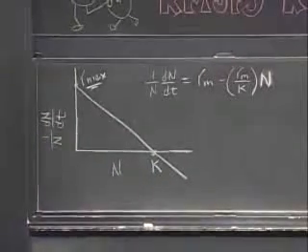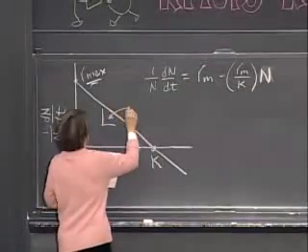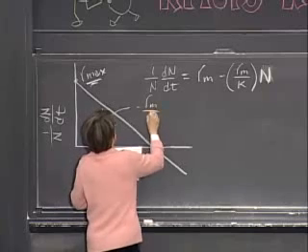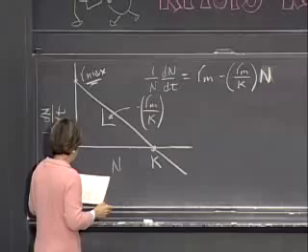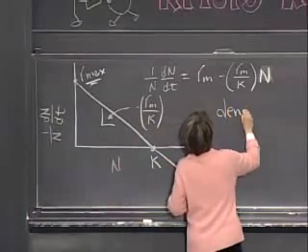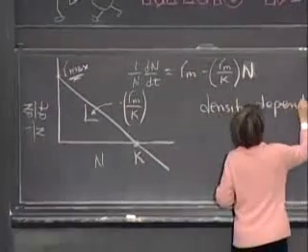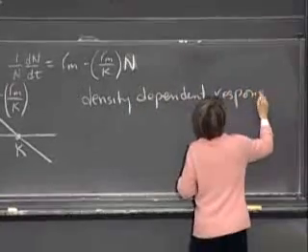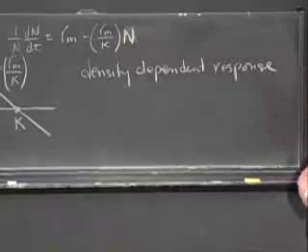Okay. So, and the slope here is going to be minus R max over K. Okay. So here we have a nice density dependent response. Okay, let's analyze some more features of this.